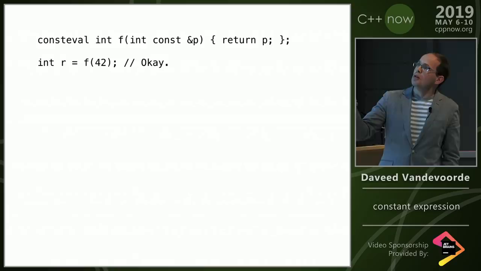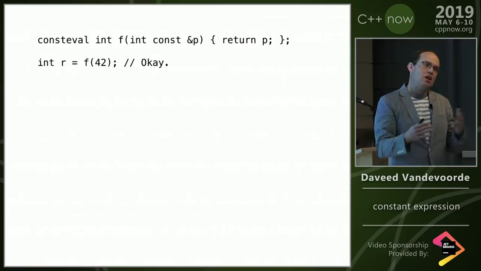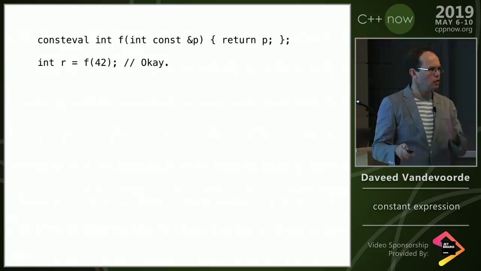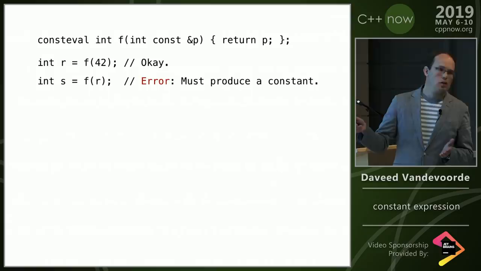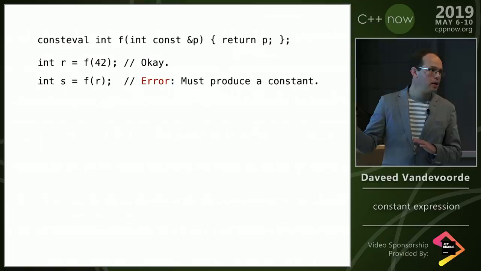So the rule for consteval is, you remember how constexpr may or may not produce a constant, right? Consteval has to produce a constant. If it's not a constant, it's an error, right? So if I call it with 42, perfectly fine. The result is 42, a constant. I'm fine. But if I call it with a variable here, then you'll actually get an error. Whereas if it were constexpr, you would silently switch from static initialization to dynamic initialization.